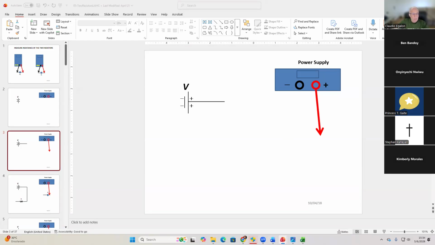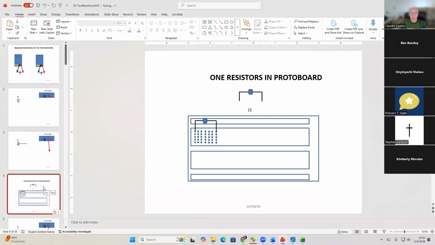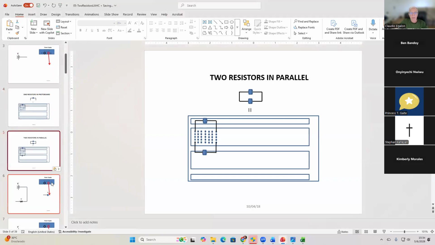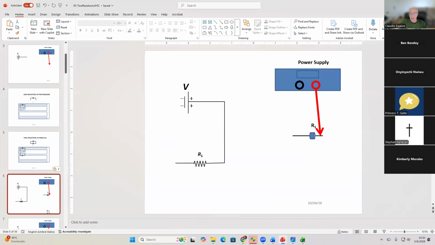We're going to put the resistors in the proto board, just like we did before. But let's not forget that those resistors will be in parallel. So when we connect them in parallel in the proto board, they are going to look like that. Two resistors in parallel in the proto board. In the next step, we are going to connect the power supply to the resistor number 1.